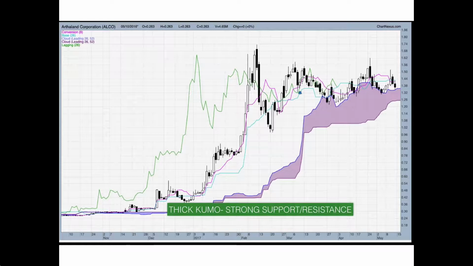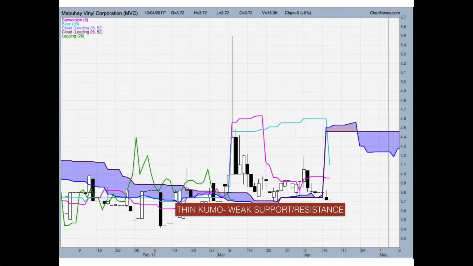Now, this is an example of a thick Kumo. Alco has a thick Kumo under its prices, and therefore is strongly supported by the Kumo. MVC shows weak support and resistance. At this point, MVC is at the bottom and it shows a thin support area because the Kumo is very thin, or it's a weak support area.